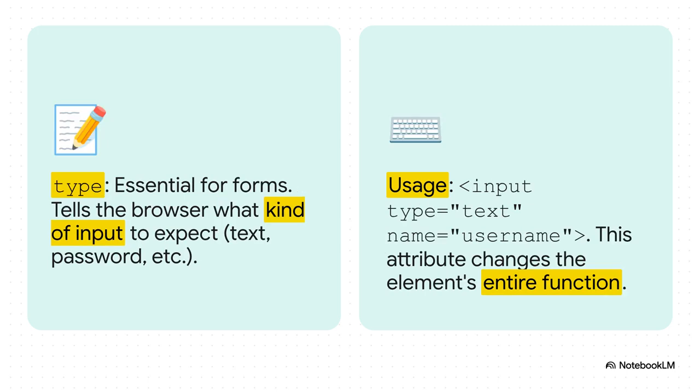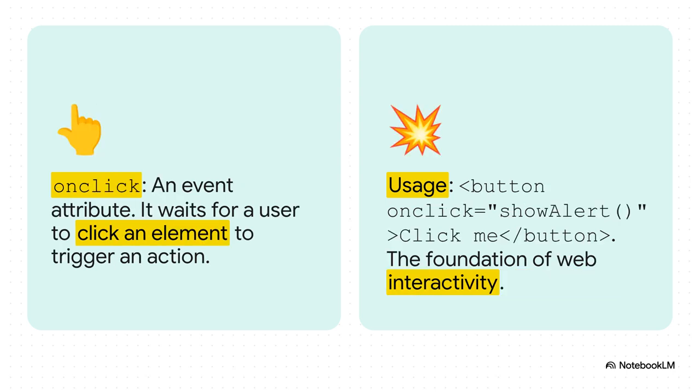All right, moving on from just structure to actual interaction. We have the type attribute, which is absolutely essential for any kind of form. See, an input tag by itself is kind of generic, but the type attribute gives it a very specific job. Is it for text? Is it a password field? A checkbox? This one little attribute completely changes how that element functions. And last but not least, let's see what happens when a user actually does something. The onClick attribute is an event attribute. It does absolutely nothing until you click on the element. That single click then triggers some code, making the page react. This right here is the foundation of all web interactivity.